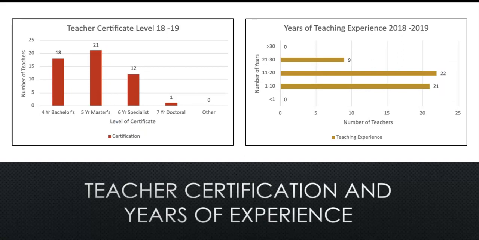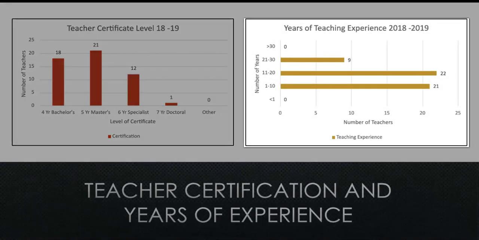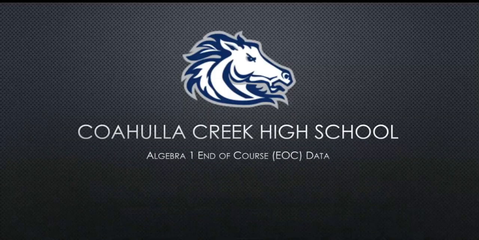Teacher certification and years of experience. If you look to the left, you'll see the teacher certification. We have 18 teachers with a 4-year degree, 21 teachers with a 5-year degree, 12 teachers with a 6-year degree, 1 teacher with a 7-year degree, and then there are no others. Most of the teachers range between 1 year of experience and 30. We have 21 teachers with 1 to 10 years of experience, 22 teachers with 11 to 22 years of experience, and then 9 teachers with 21 to 30 years of experience.